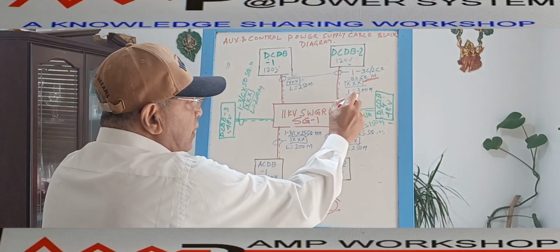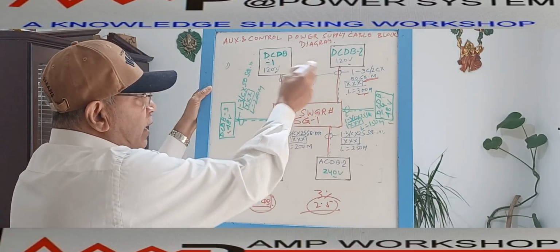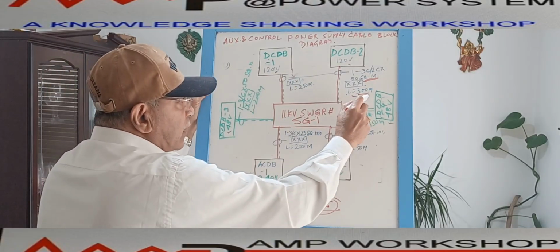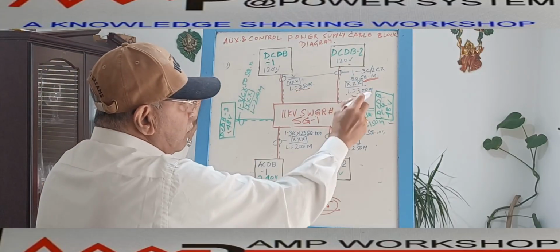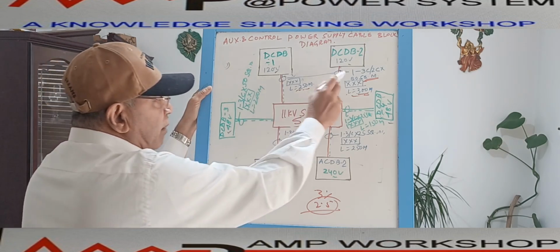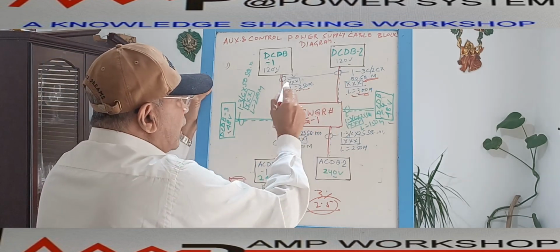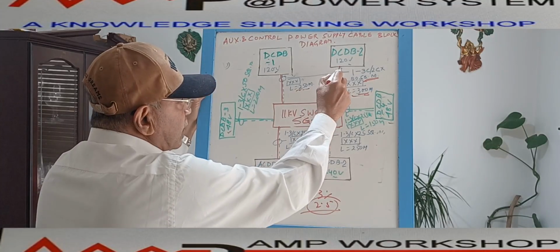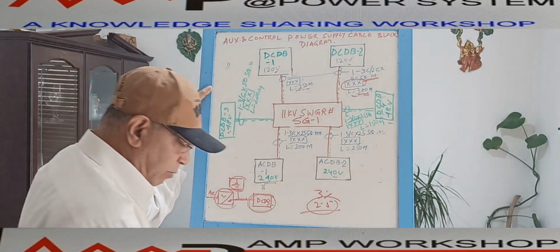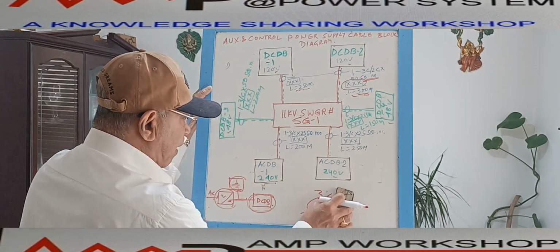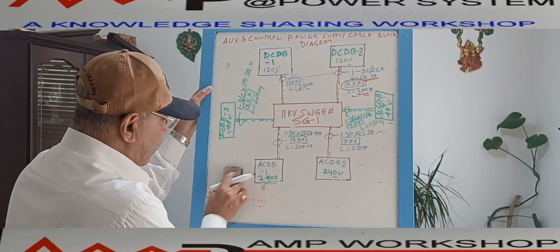The length is 300 meters for DCDB 1, and 250 meters for DCDB 1 and 300 meters for DCDB 2. Both cables are of identical size, and this cable is laid on the cable tray. That is the symbol of the cable tray, and there is a cable number. The cable number we will put in the same way as we discussed in the case of the power cable block diagram. How will the cable number be given?